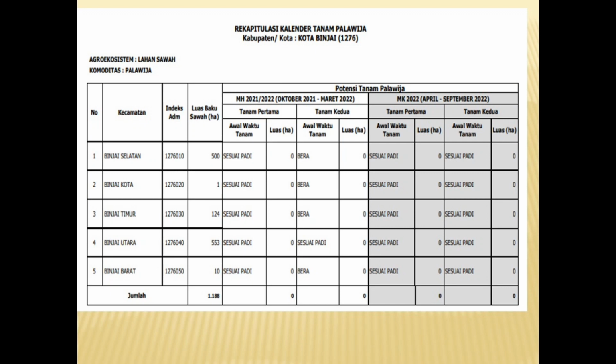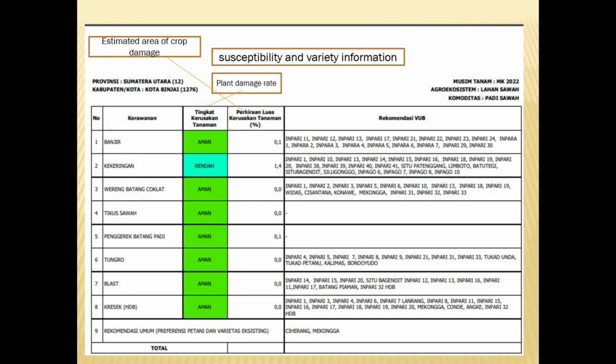This is an estimate of the plant damage level. For example, flood is in relatively safe conditions, drought stress is relatively low, and the brown planthopper rate is relatively safe. The extent of this crop damage will give an indication of how farmers manage their production fields, whether the use of pesticides is needed or mechanical control is sufficient. This is an estimate of the area of crop damage. It's still relatively low. This is a variety recommendation for rice, such as the Inpari 11 and Inpari 12 varieties.